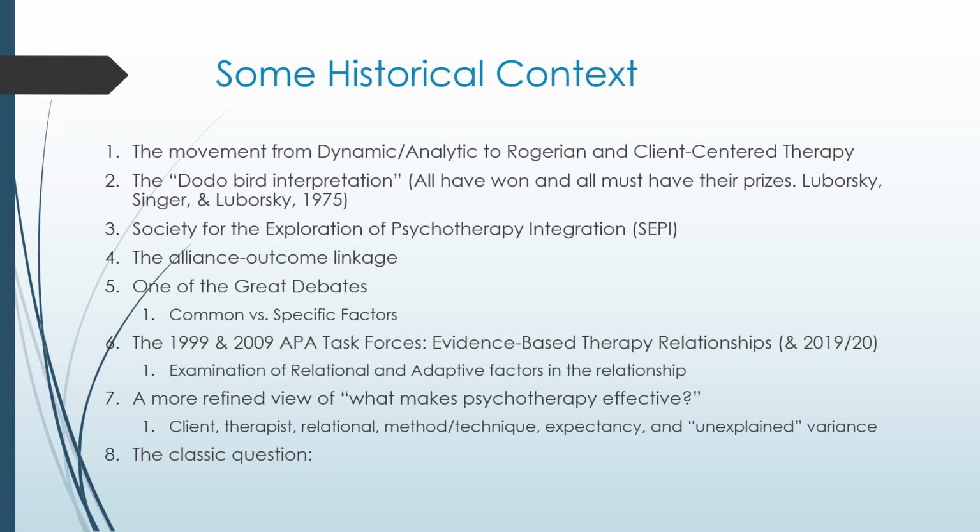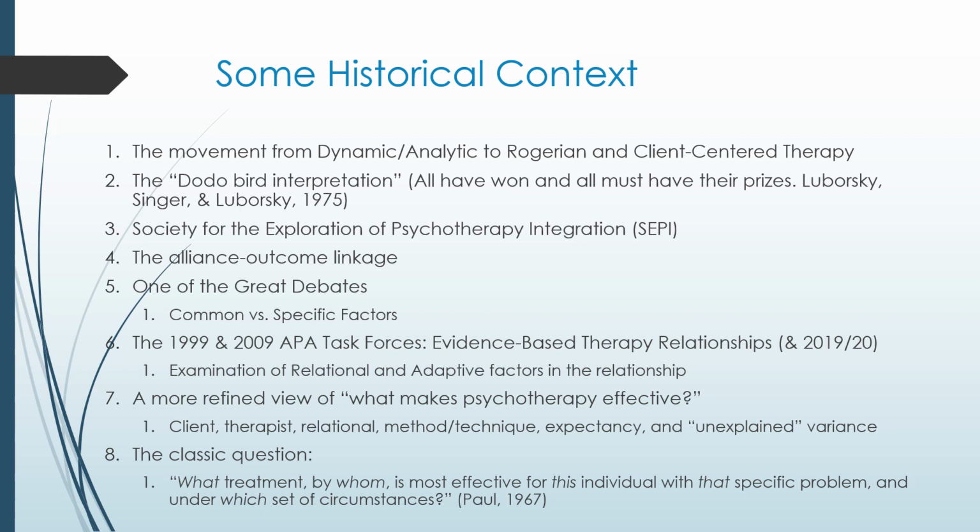And this leads us to the classic question, and I pose this because it's not answered. We don't know what the answer is, but the classic question was posed in 1967, which means it's been around for a while. Nobody knows exactly the answers. We're always getting closer. That's the way science works. But the question is, what treatment by whom is most effective for this individual with that specific problem and under what set of circumstances? If you've done any research, which all of you have, you know that if I'm trying to develop an experimental manipulation of all those things, it's really, really difficult. The designs are really, really complex.